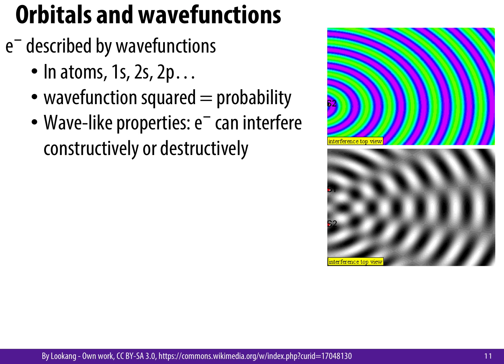When we think about molecular orbital theory, we start from the idea that electrons do have to be described by wave functions. In atoms, that would be our 1s, 2s, 2p. And remember, we normally focus on the fact that the wave function squared is probability, but the wave function alone gives rise to those wave-like properties of matter. So the electron can interfere constructively or destructively.